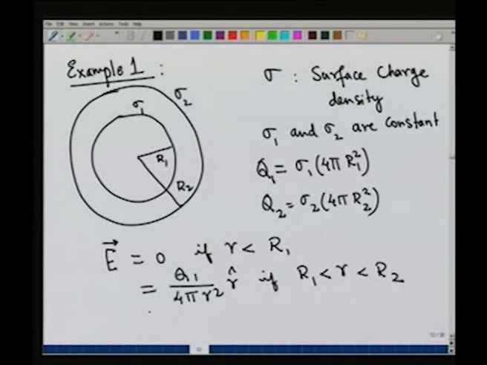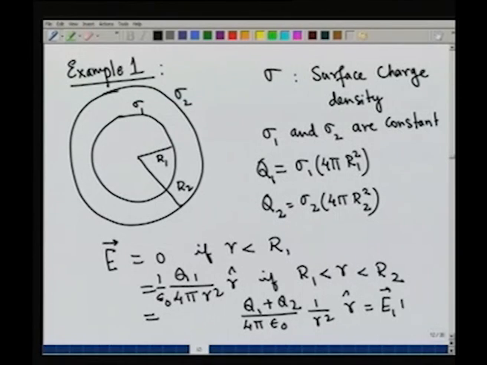In the region R greater than R2, again by Gauss's law, at a farther distance, it is Q1 plus Q2 divided by 4 pi epsilon naught, 1 over R squared R hat. I missed the factor 1 over epsilon naught earlier. So these are the fields and this is nothing but E1 plus E2. E1 is the field due to Q1, E2 is the field due to Q2 and we are looking at a point R greater than R2.